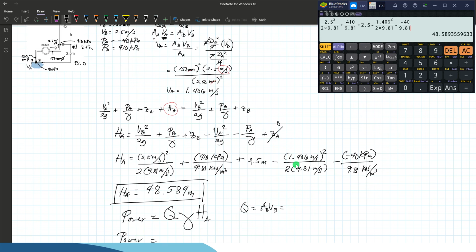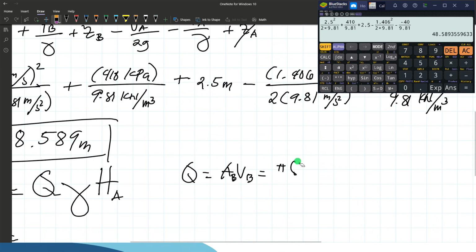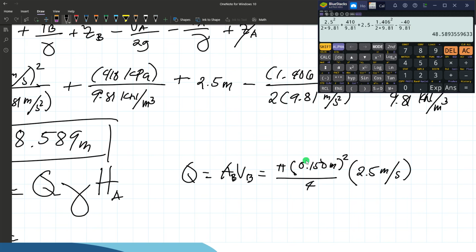At point B, the cross-sectional area is pi times the diameter at point B, 150 mm, squared. This time we will convert the millimeter into meter, so that's 0.150 meter squared, over 4, times the velocity at point B, 2.5 meters per second. So the discharge is pi d squared over 4 times 2.5.